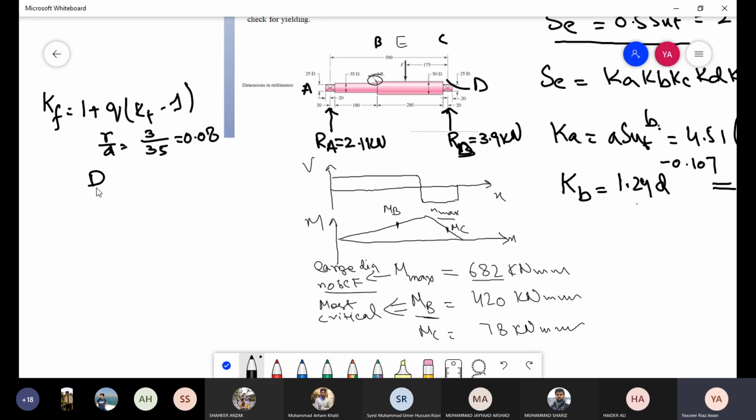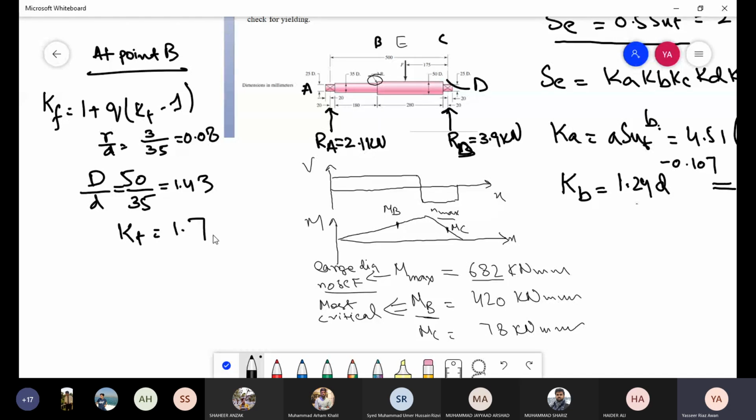The other thing that matters is the step size, so the D by d ratio. The step is at point B, so we are discussing what is happening at point B. So the D by d ratio is 1.4. So for this r by d ratio and this D by d ratio, the Kt turns out to be 1.7.